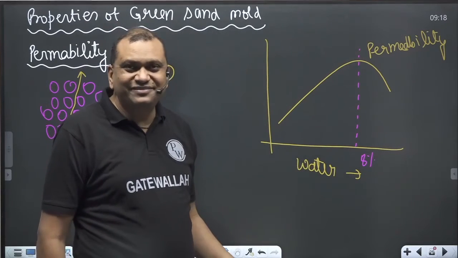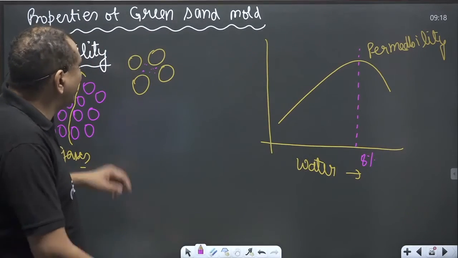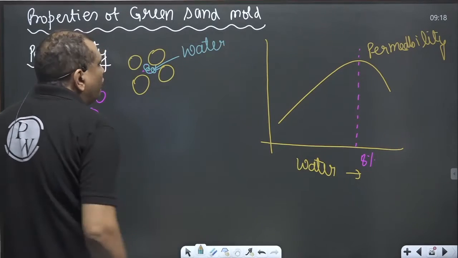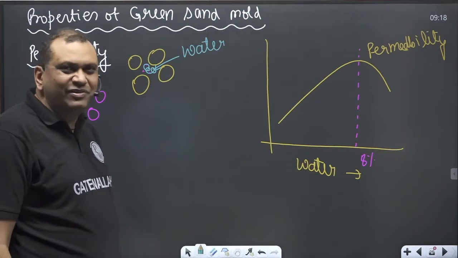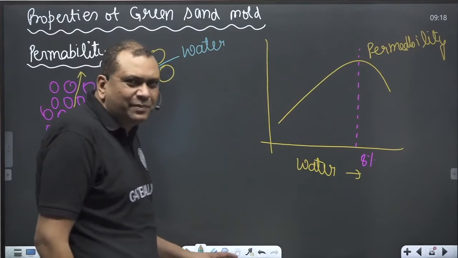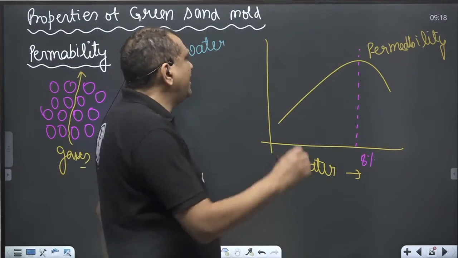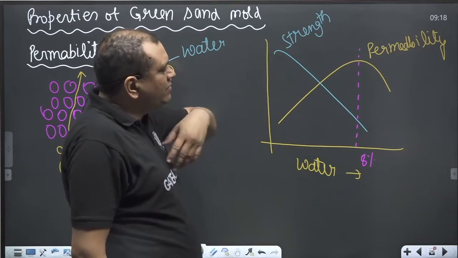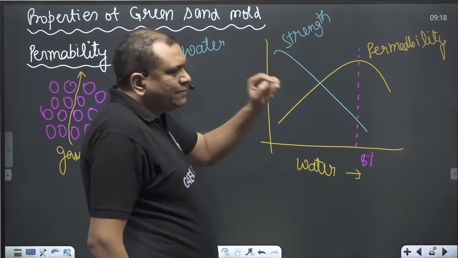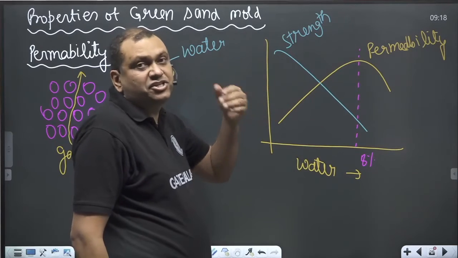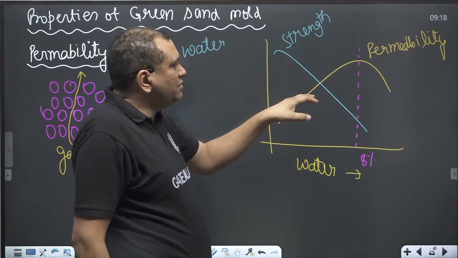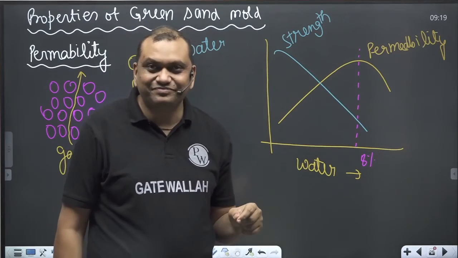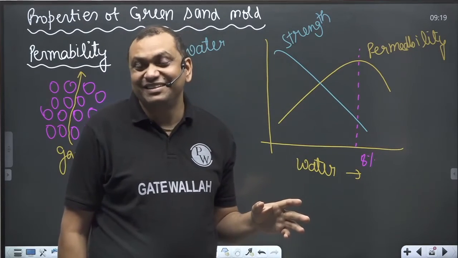You know why permeability will go down? Because water starts accumulating in the sand voids, so permeability will go down. So permeability is directly proportional to the void. And if you see strength and permeability, there is an inverse relationship, because by increase in void, permeability will increase, but strength will decrease. It was a very, very important fundamental discussion.